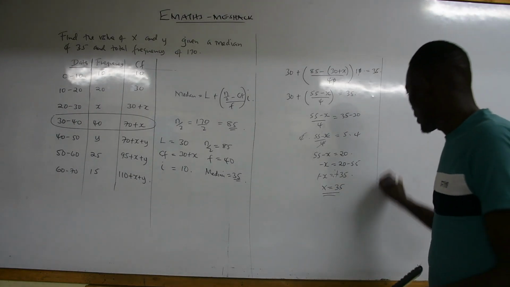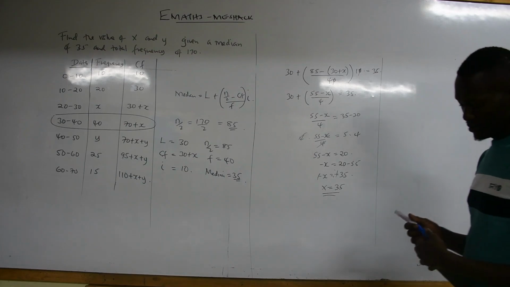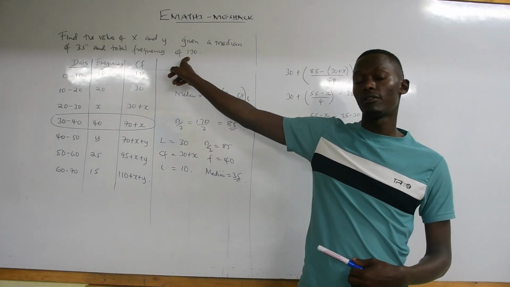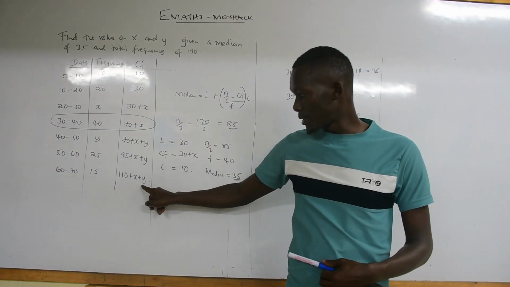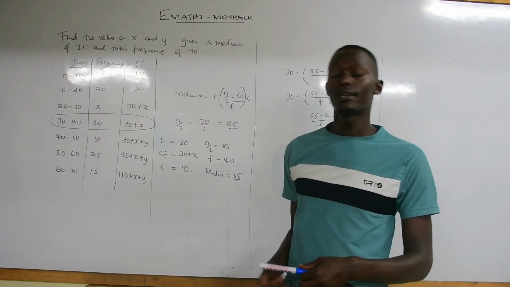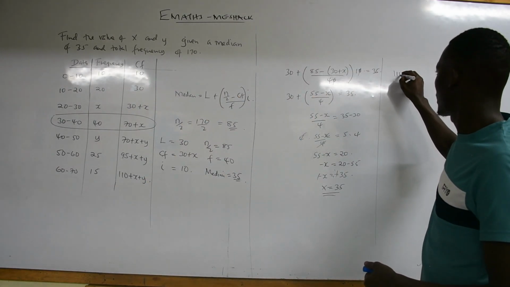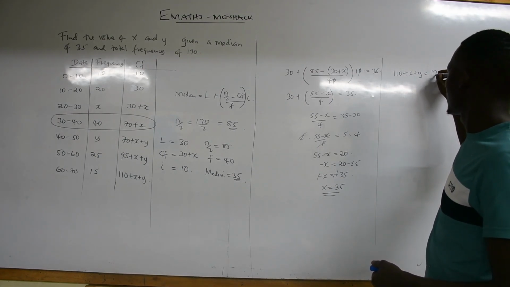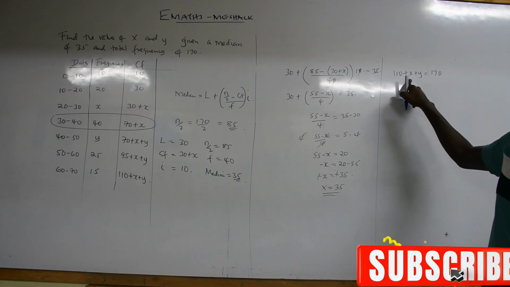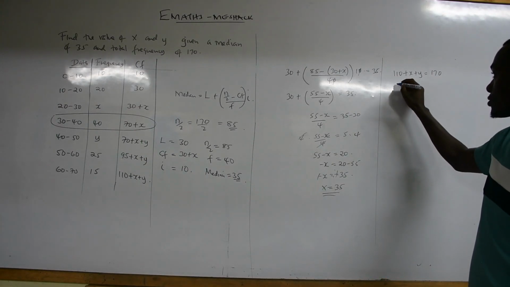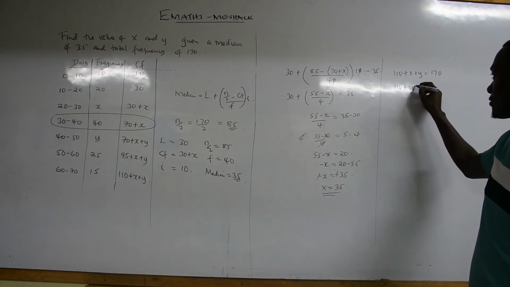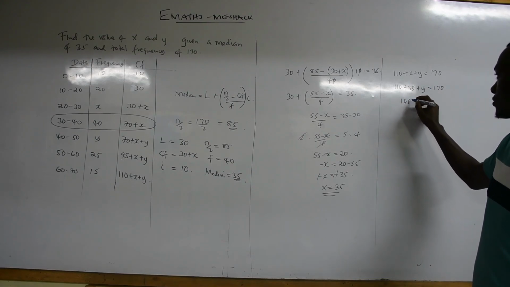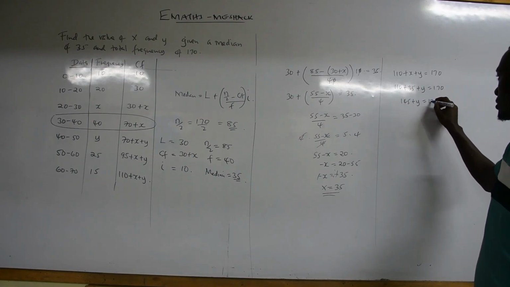Now, how do we get the value of y? We know one thing: the total cumulative frequency should be the total frequency that we have. So the summation of all of these should give us 170. Therefore, 110 plus x plus y should be 170. You know the value of x already, which is 35. So 110 plus 35 plus y equals 170, which gives us 145 plus y equals 170.